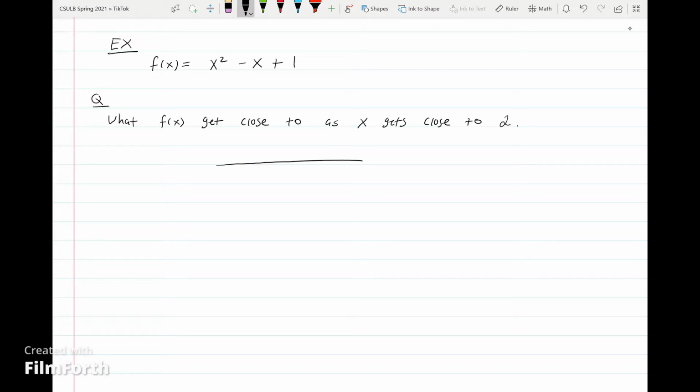So if you draw a number line, you put 2 here, you have 1, 1.5, 1.9, etc. And you also have 3, 2.5, 2.01, etc. So as you can see, these numbers 1.9 and 2.01 are pretty dang close to our number 2. Okay? So what I want to answer is, well, what does f of x get close to?